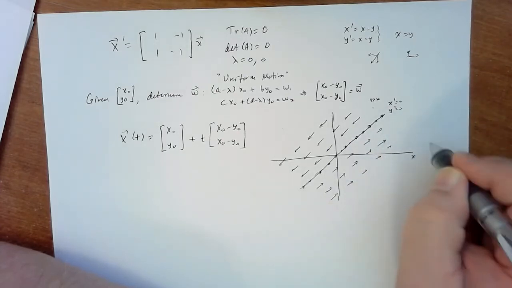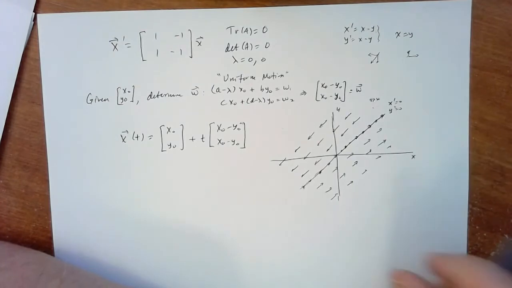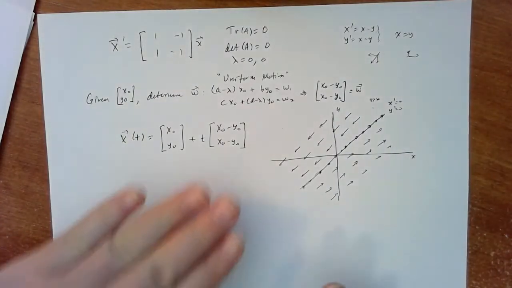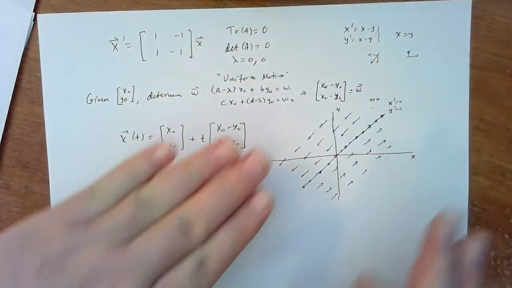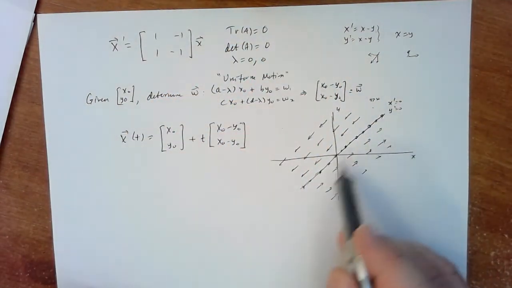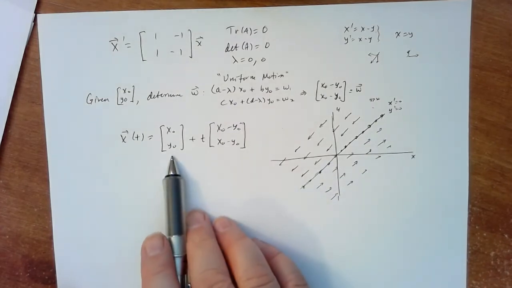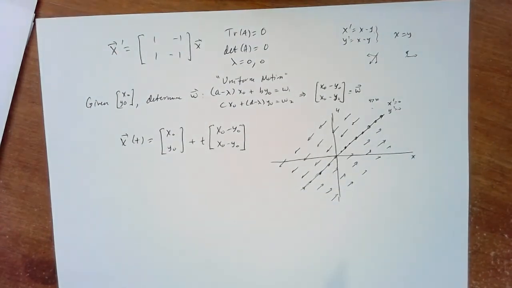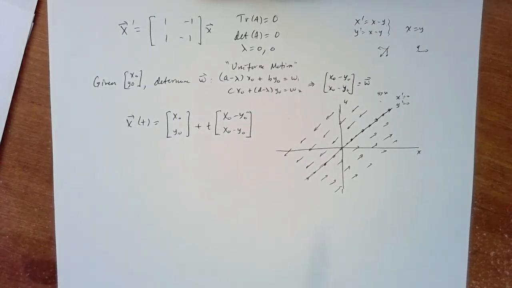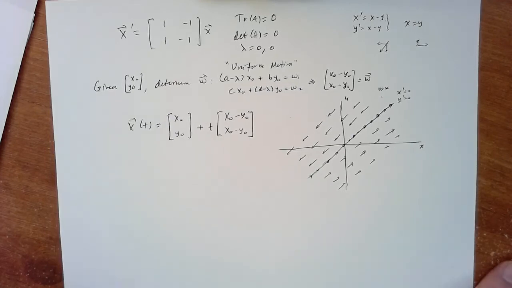Good. And so that's a picture of uniform motion. So everything is moving. The speed is uniform, right? And then if you're on the line, it just means that your solution is constant. Good. So I just wanted to do one of those because it's kind of a weird example when you have a double zero. Very good.